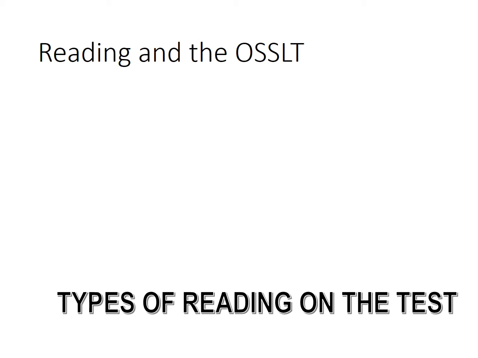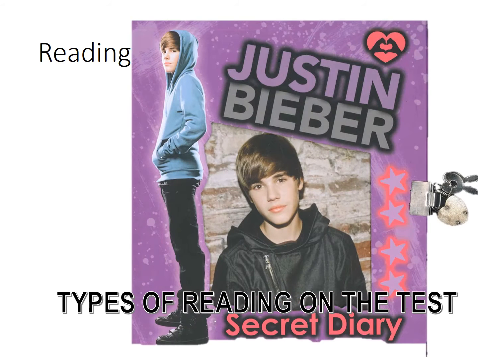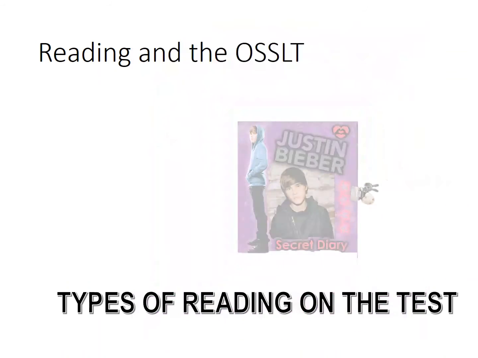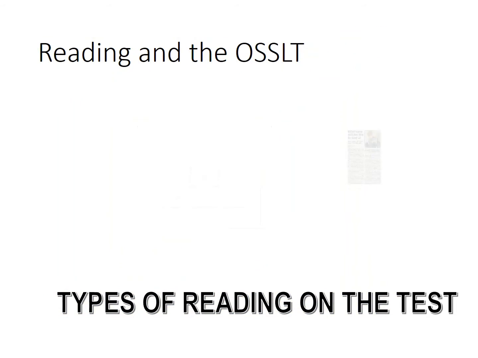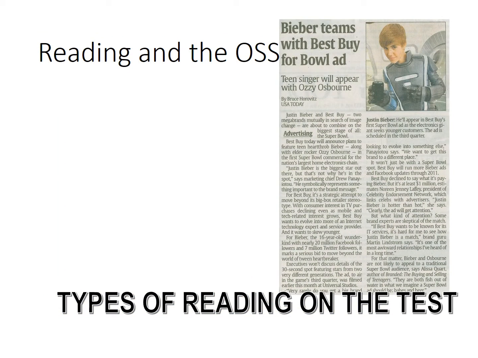Reading in the OSSLT, types of reading on the test. There are 3 categories of reading on the OSSLT. The first one is narrative texts. They're dialogues and real life stories. The second one is graphic texts, which is maps, charts, diagrams, and pictures. And the last one would be information texts, which includes information paragraphs and news reports.